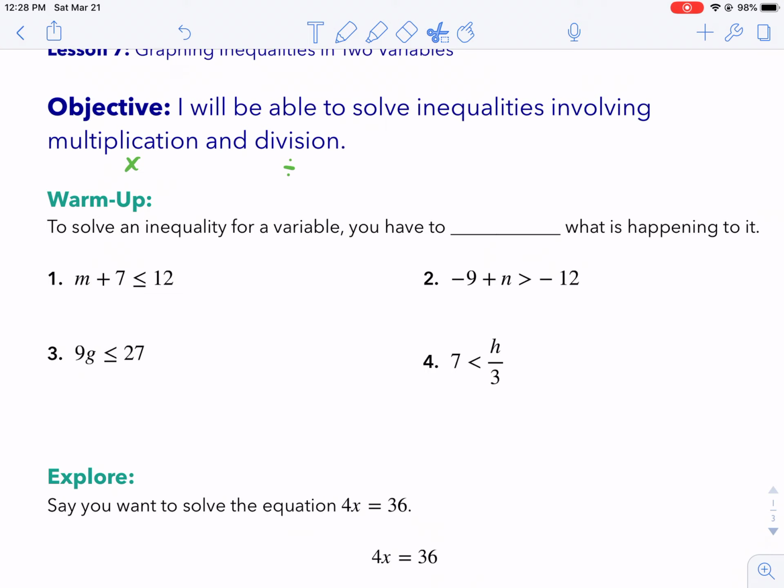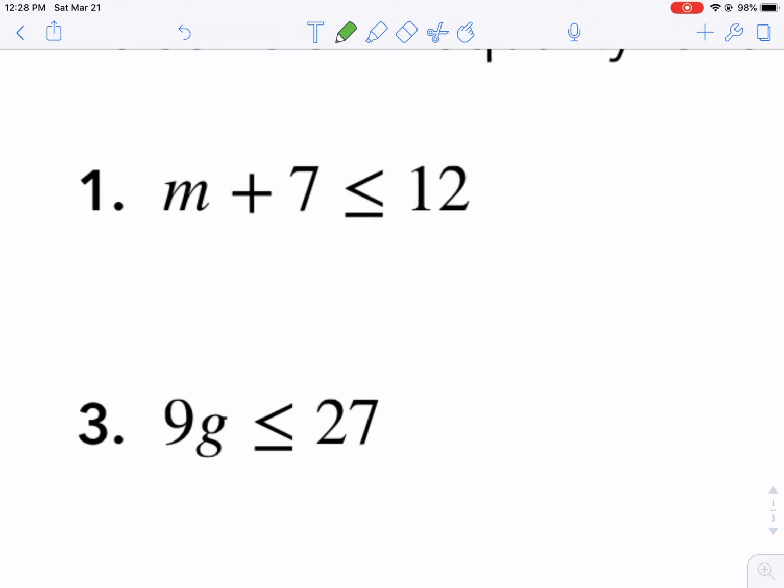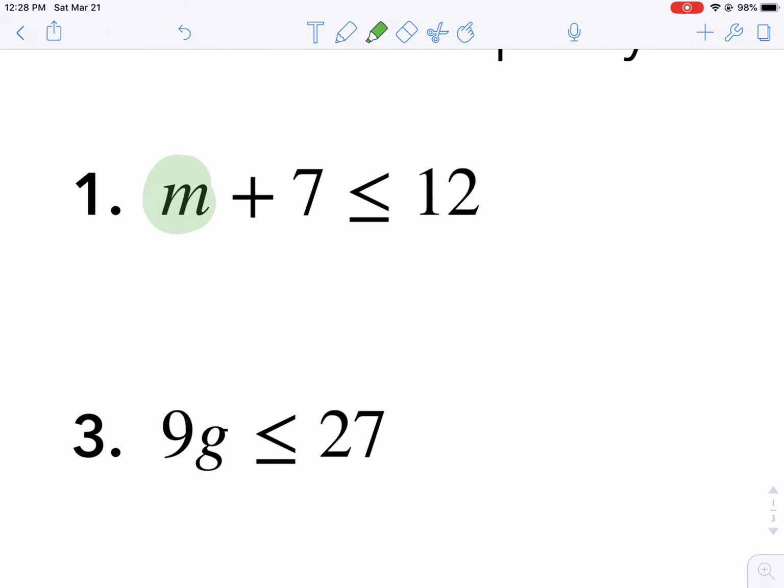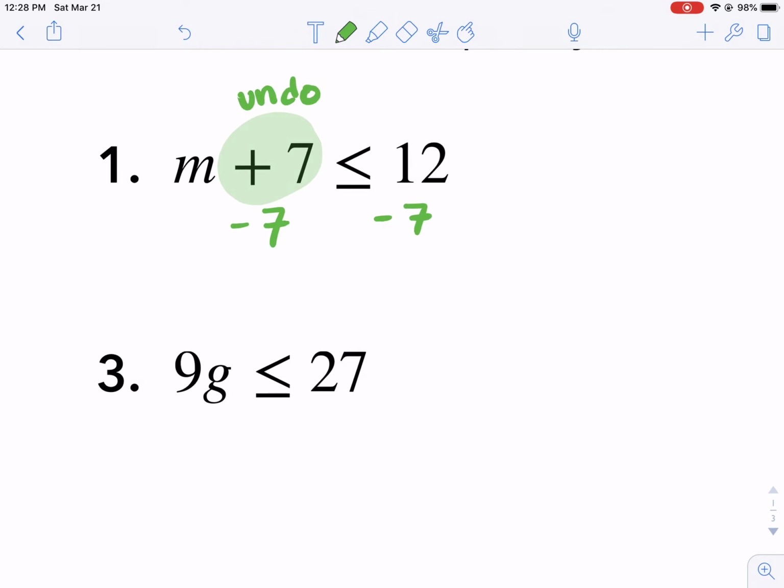And you'll remember that to solve an inequality for a variable, you have to undo what is happening to it. For example, in number 1, we have this variable m, and what's happening to m? Well, we have a plus 7. So to undo a plus 7, we're going to minus 7. We have to minus 7 from both sides, and that will give us that m is less than or equal to 5.